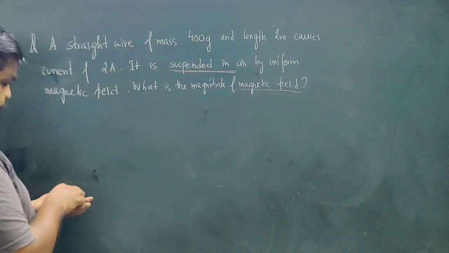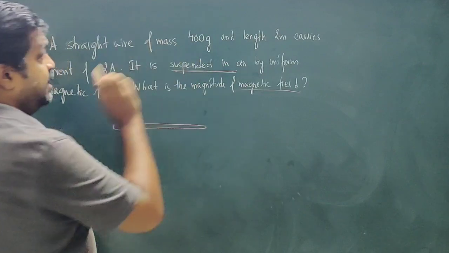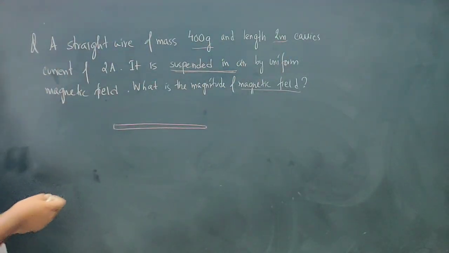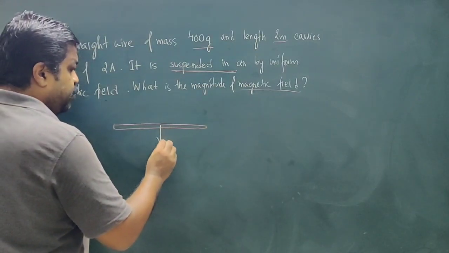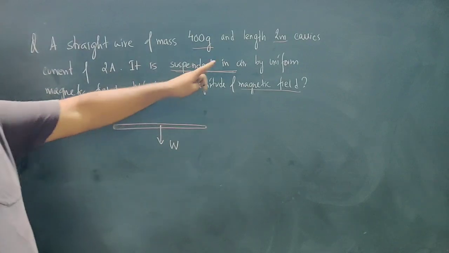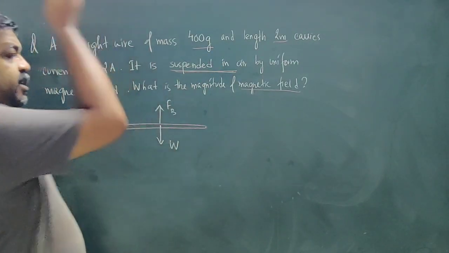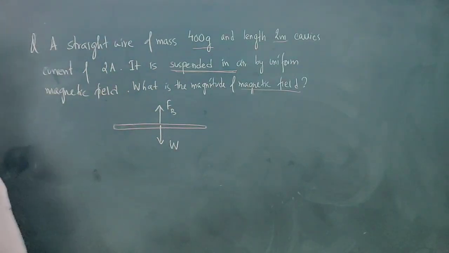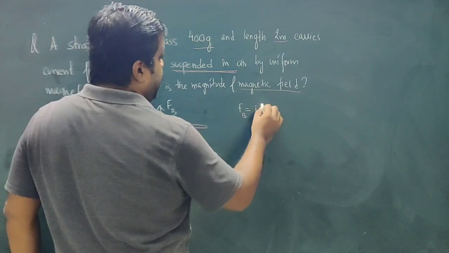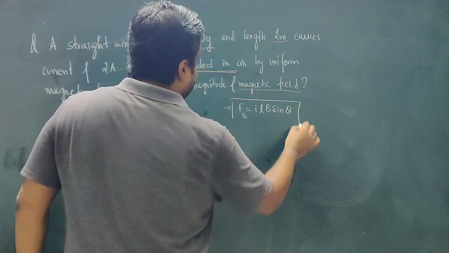So suppose this is the wire. Length is given, mass is given. Now it is acted upon by the weight in the downward direction, but it is suspended in air, so that means the magnetic force is exerting a force in the upward direction. Now just now we have derived the expression for this force: F_B is equal to I L B sine theta.